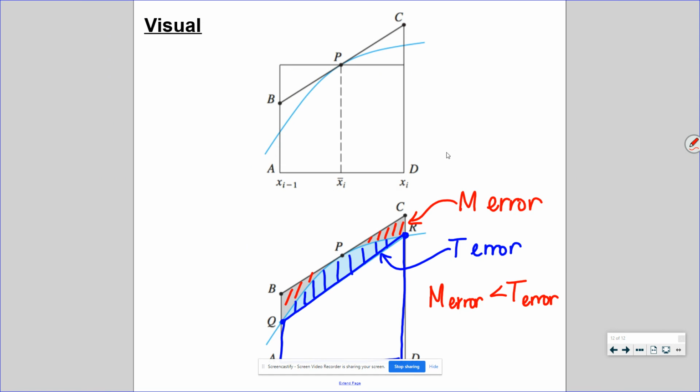Here's a visual aid. This is a little hard to explain when you're not in person, but I'll try. So we're going to say that B to C would be like the top of a trapezoid. And so that's showing you that if you have a concave down function, your error is a little bit above the graph.